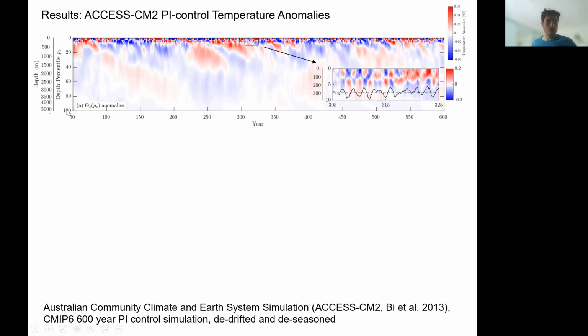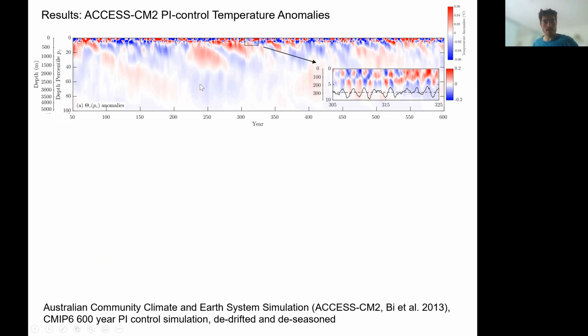Time series, so we're looking from year 50 to year 600 of de-drifted, de-seasoned temperature anomalies from ACCESS-CM2. Now, the first panel here is in depth percentiles. So the top here is the surface, and the bottom here is the deep ocean. The conversion between depth and depth percentiles is pretty linear, actually. You can see that on the left here.